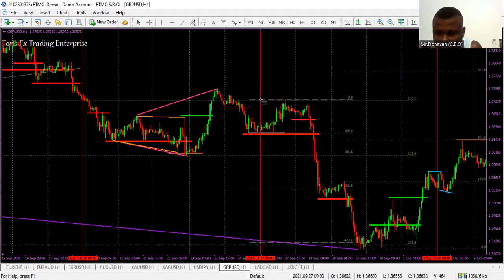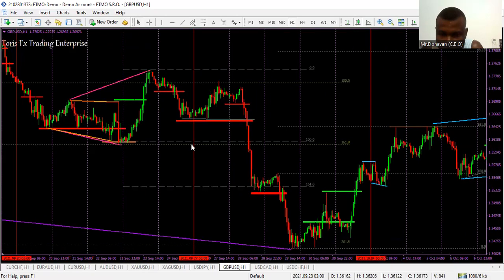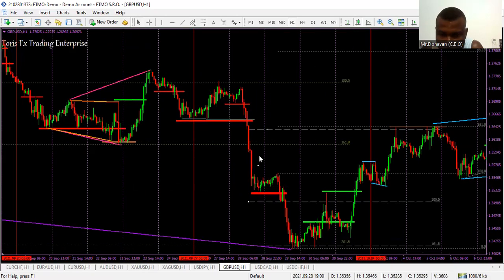How far did it go? 261. Fine. We can't sell here because price from here can start going up. Sold 261. The price continued to 261. Let's take the whole bigger pattern between 161 and 261, a smaller pattern.